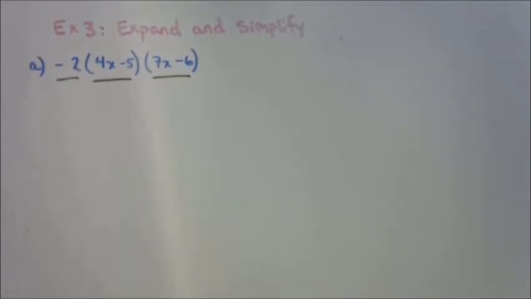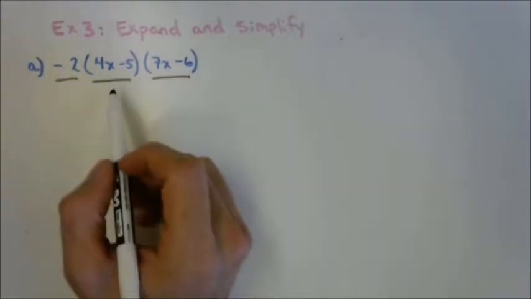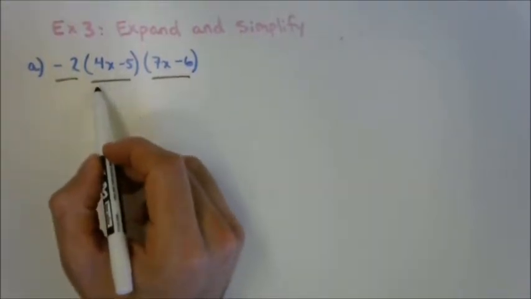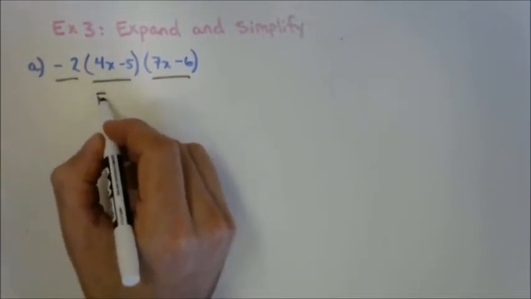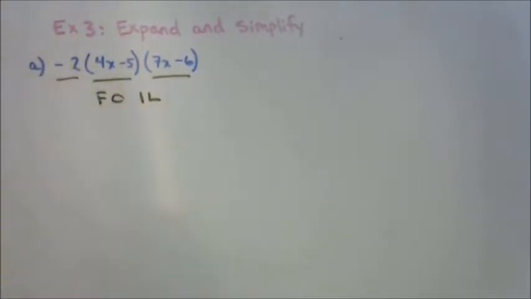And the key to remember here is first find the product of the binomials. So first we're going to FOIL these guys, and we're just going to leave our negative 2 out front and multiply it by the answer in our next step. Okay?